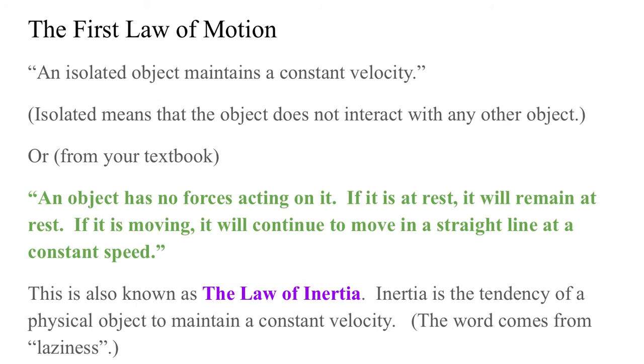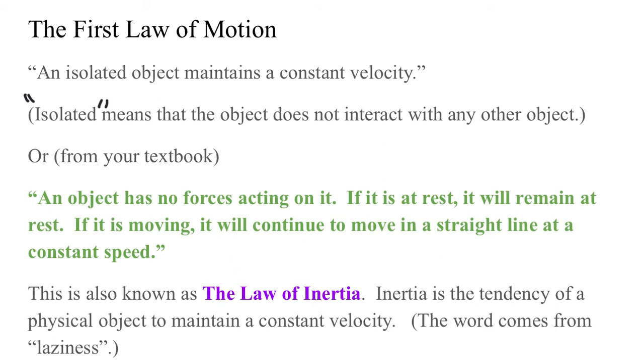The first law of motion is relatively easy to state. An isolated object maintains a constant velocity. Isolated here means that the object does not interact with any other object. So it means what you would think it means, all alone by itself. From textbooks, we get things like: if an object has no forces on it, then if it is at rest, it will remain at rest, and if it's moving, it will continue to move in a straight line at a constant speed. If you think about it, those are the same statement.